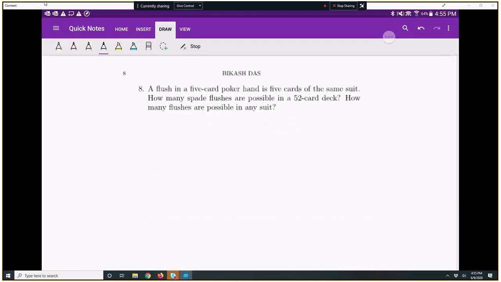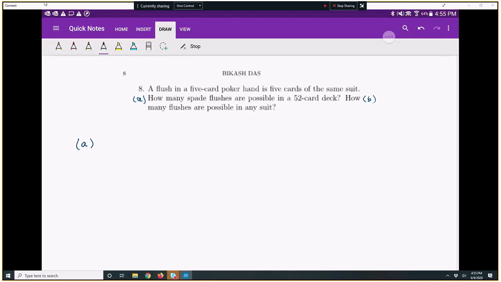A flush in 5-card poker is 5 cards of the same suit. How many spade flushes are possible in a 52-card deck? I'm going to let this be A. And how many flushes are possible in any suit? So for A, how many spade flushes?